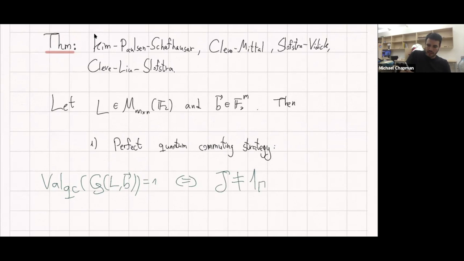So we have a group defined by generators and relations. Sometimes the generator J is killed in this process. It just becomes one. Sometimes it doesn't. I claim that whenever the generator J is not equal to one, the quantum commuting value of the game is one. Okay, great. So this is a nice characterization.